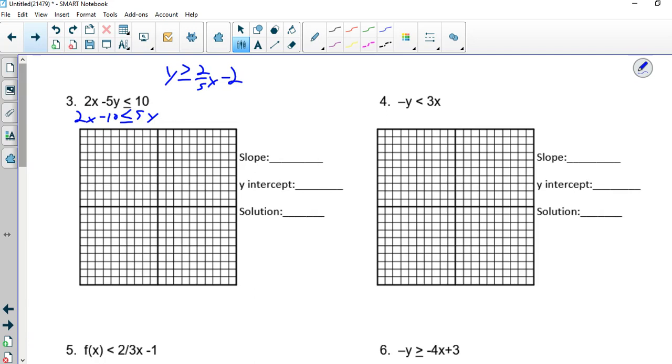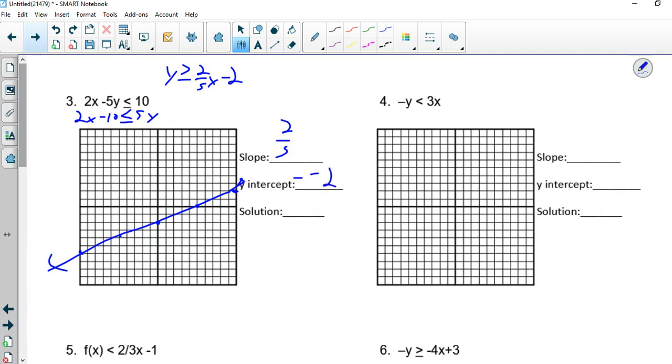So that would be negative 2 for a y-intercept and a 2/5 slope. Up 2, right 5. Up 2, right 5. I go down 2, left 5. And it's a solid line since it's greater than or equal. Now it's asking for the slope, so I kind of had to do this form. Slope is positive 2/5, and the intercept is negative 2.